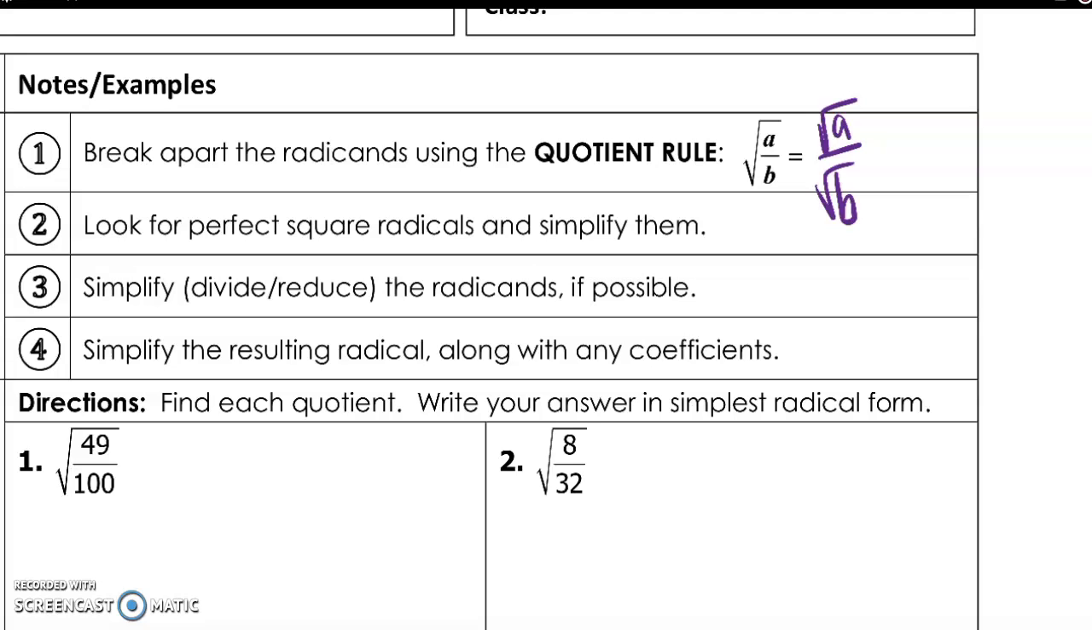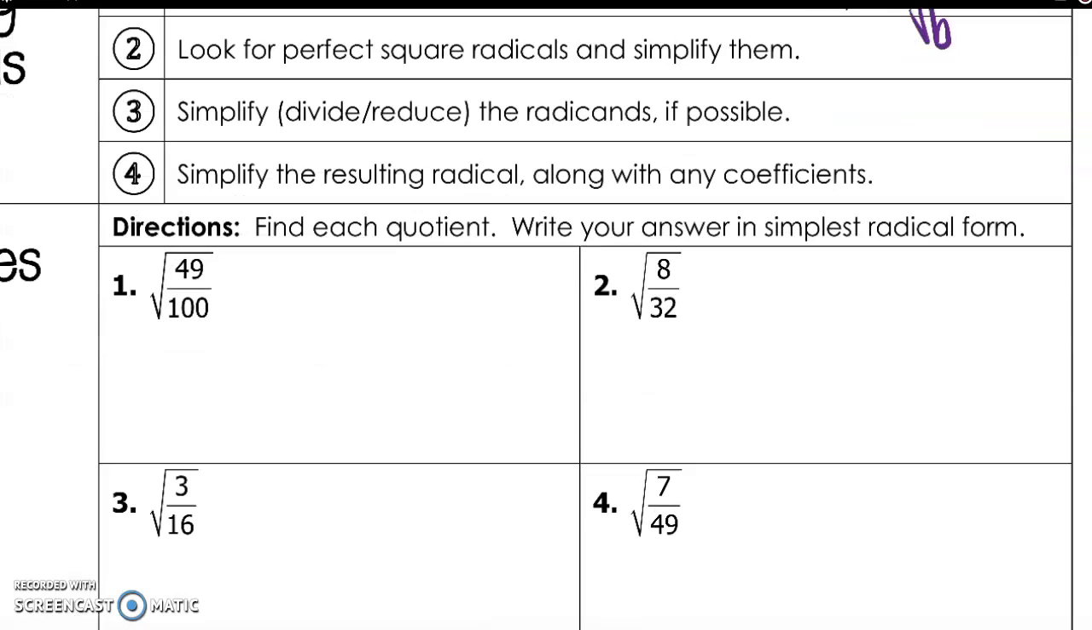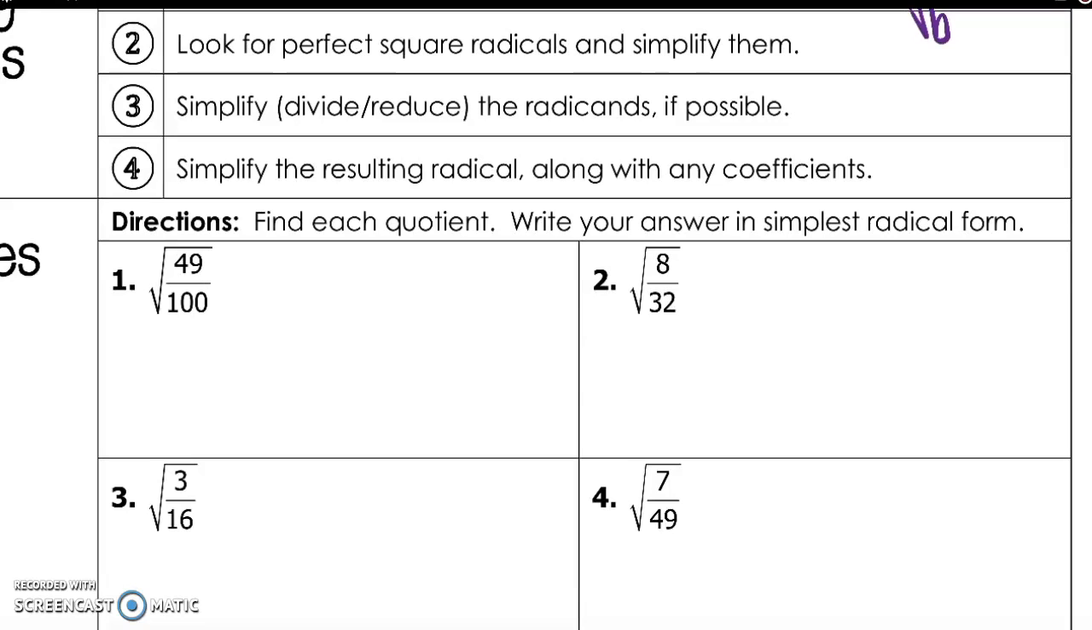Step 2 says to look for perfect squares and simplify those. So that's always your hope, is that there's a perfect square. If not, then we're going to simplify our fractions. Then we might need to simplify our square roots as well. So if we look at number 1, we're going to do all the odd ones first and then go back and do the even ones.